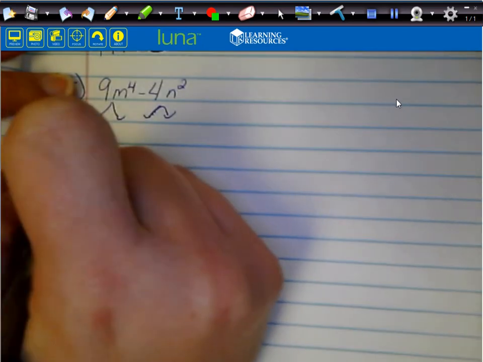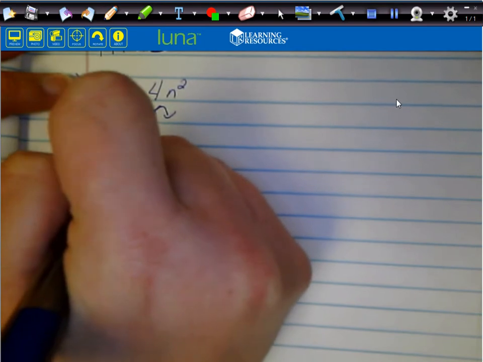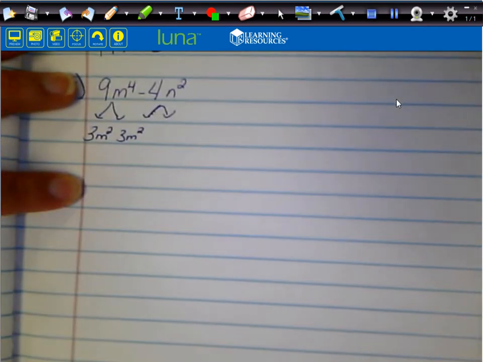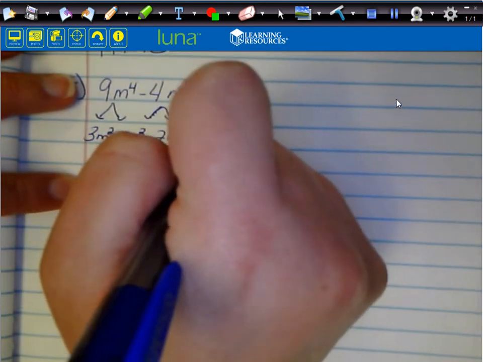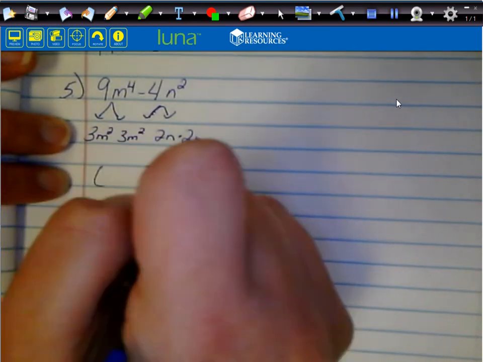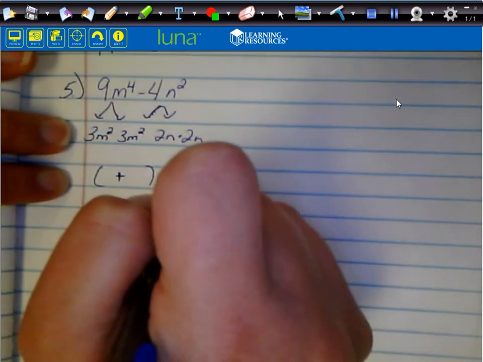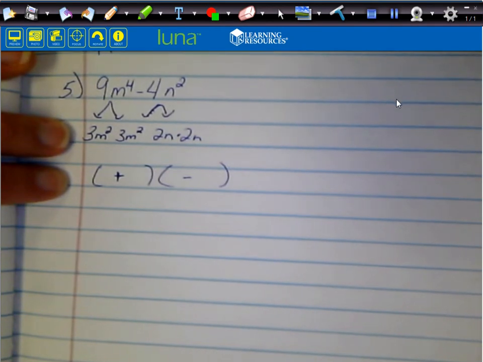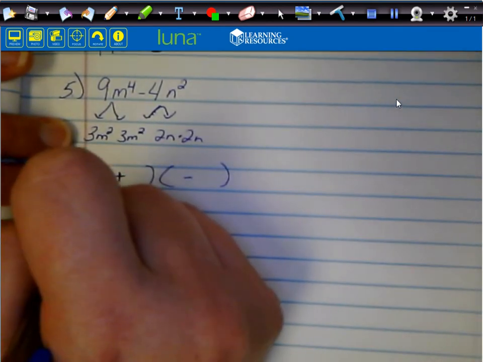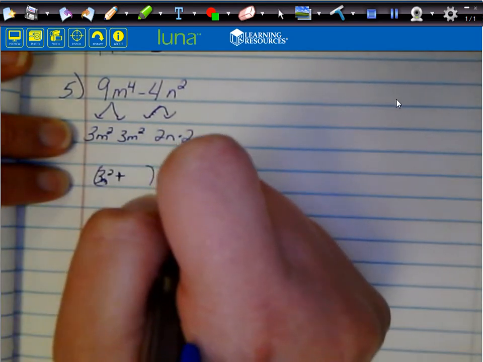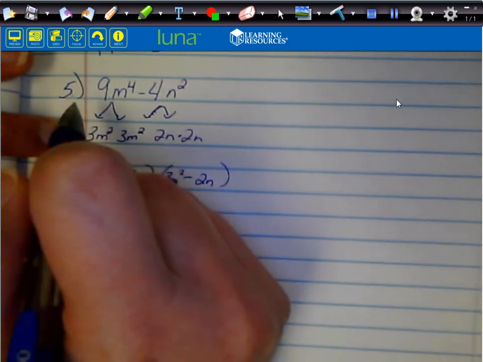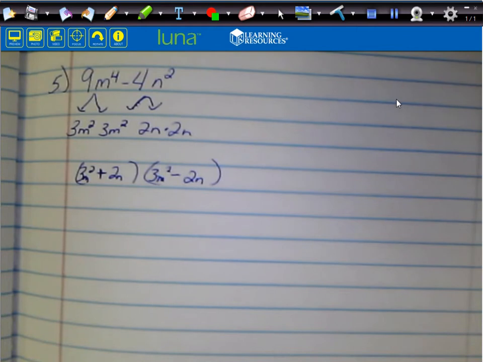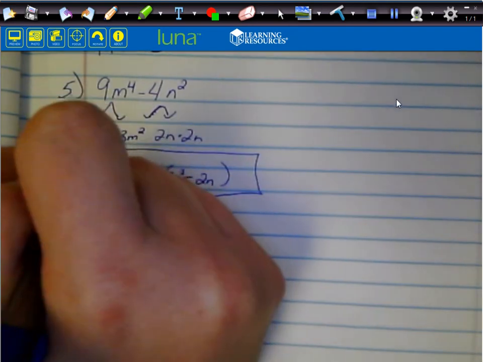So I'm going to break 9m to the 4th up into 3m squared and 3m squared, because m squared times m squared is m to the 4th. 4n squared is going to be 2n and 2n. So I'm going to make my two sets of parentheses. Again, I'm going to have a plus sign in one and a minus sign in the other. That way my middle terms will cancel, because that's what the rule says. So I have 3m squared and 3m squared here, and then 2n and 2n. So I just factored 9m to the 4th minus 4n squared into 3m squared plus 2n and 3m squared minus 2n. And that is my final answer.